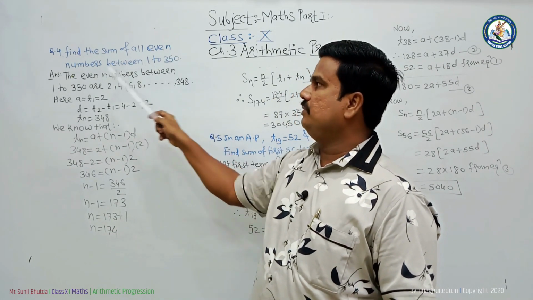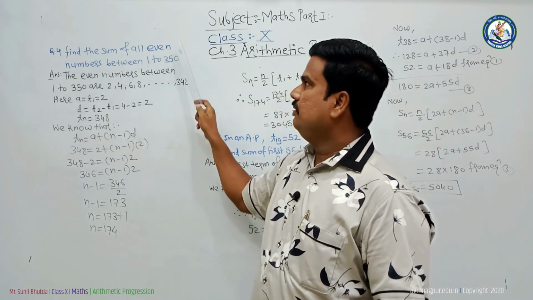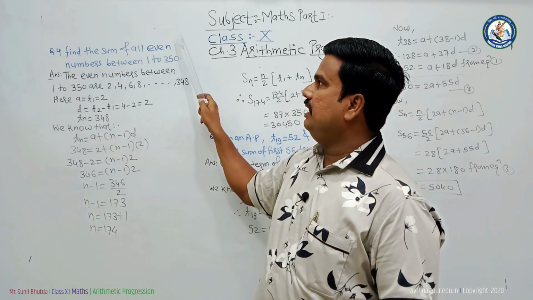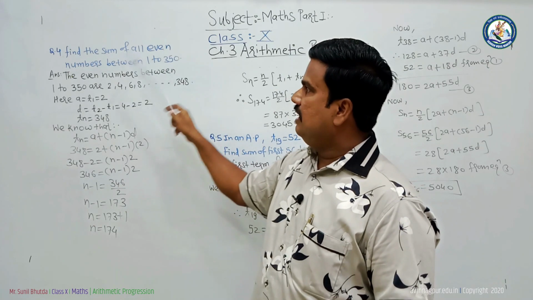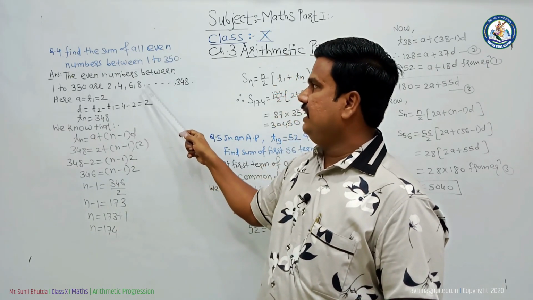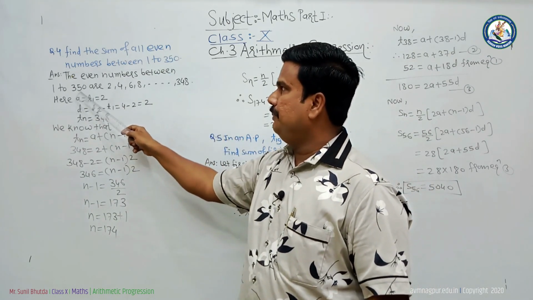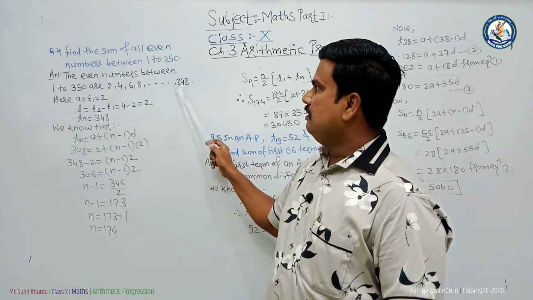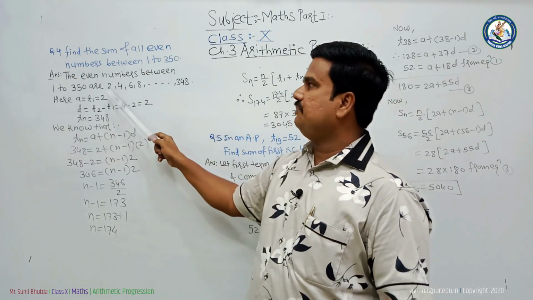Firstly, we have to write down the even numbers between 1 and 350. The even numbers between 1 and 350 are 2, 4, 6, 8, and so on. And what is the last number before 350? The last number is 348.